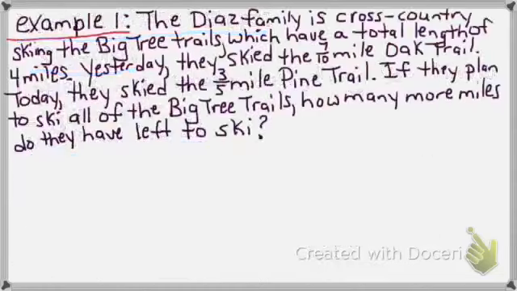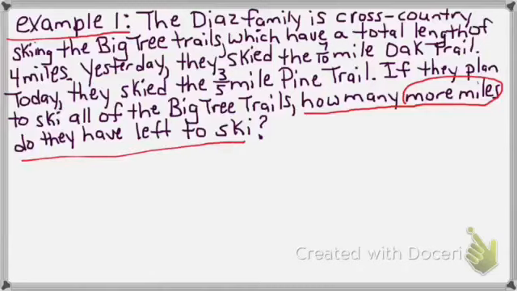Let's take a look at example number 1. The Diaz family is cross-country skiing the Big Tree Trails, which have a total length of 4 miles. Yesterday they skied the 7/10 mile Oak Trail. Today they skied the 3/5 mile Pine Trail. If they plan to ski all of the Big Tree Trails, how many more miles do they have left to ski? This is a word problem, so let's go back and see what the question is asking us. The question asks, how many more miles do they have left to ski?